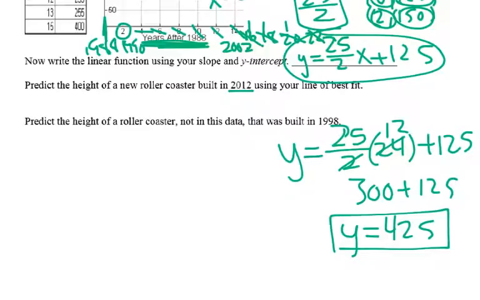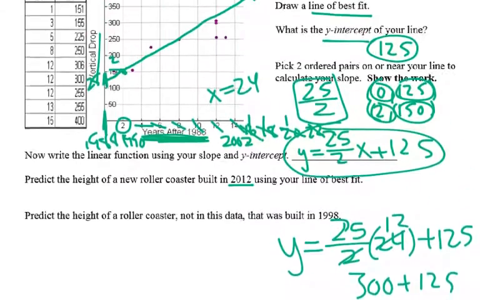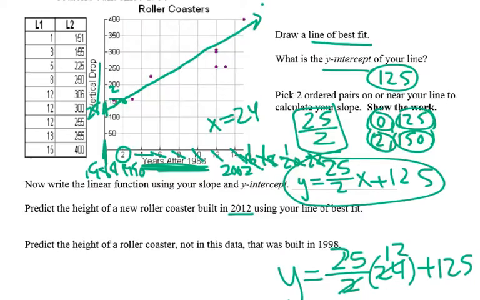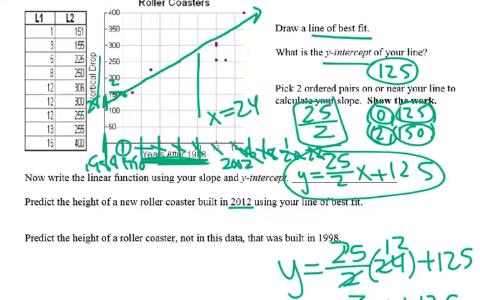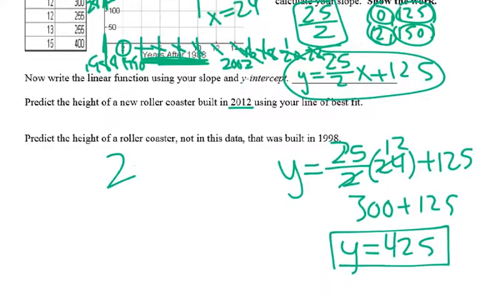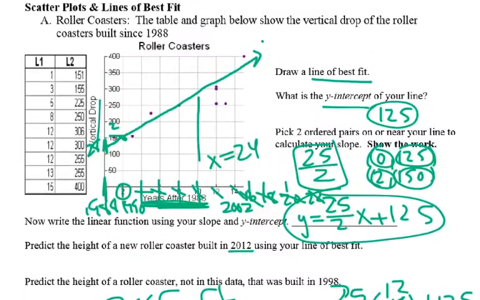Okay? So then it says, predict the height of a roller coaster that was built in 1998. Well, if we look at where it was 98. So 90, 92, 94, 96, 98. If I look up, it looks like it's about 285 maybe, something close to that. So we use that line of best fit to help us predict what's going on.